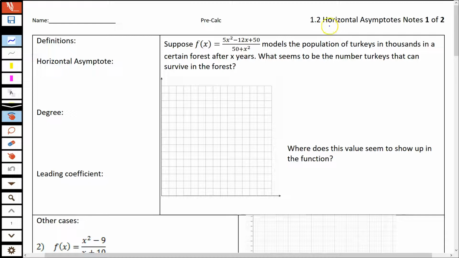In this video, we're going to tackle horizontal asymptotes of rational functions. We're already familiar with vertical asymptotes, so these are obviously going to be going the other direction, right? To introduce this idea, I want to consider a problem about turkeys, since it is Thanksgiving season, more or less.